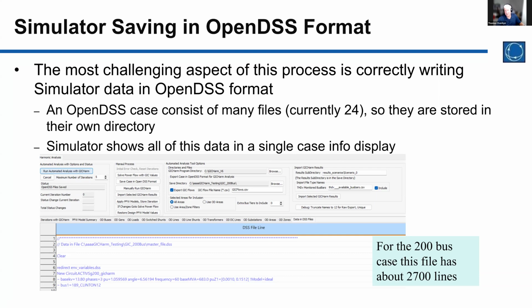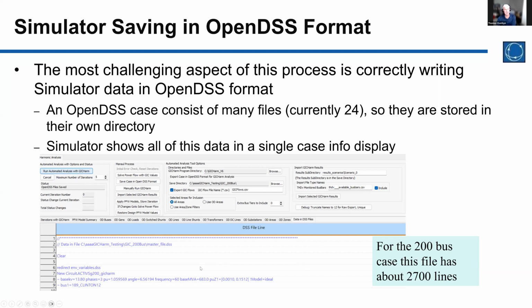When you load OpenDSS files into GICHarm, you select the master file. Since this is something that PowerWorld is exporting, we can also show the data that it's exporting in one of our case information displays, which is what we do. So on the bottom here, if you want to see all the data that's written into the OpenDSS format files, it's shown there. For the 200 bus case, this file has about 2,700 lines in it.